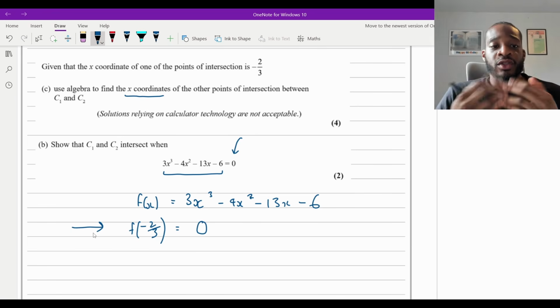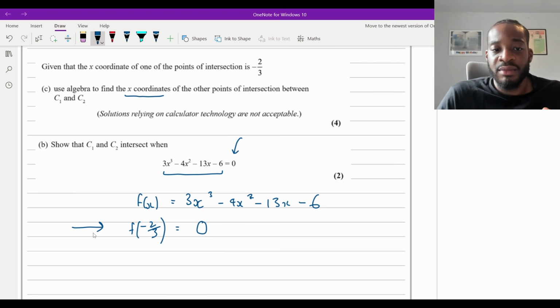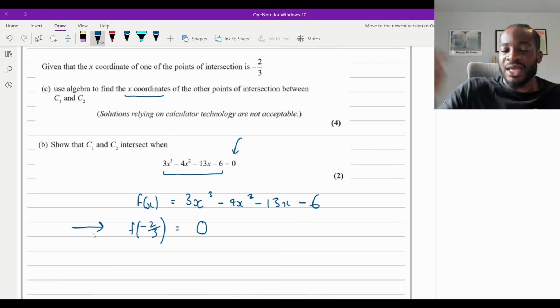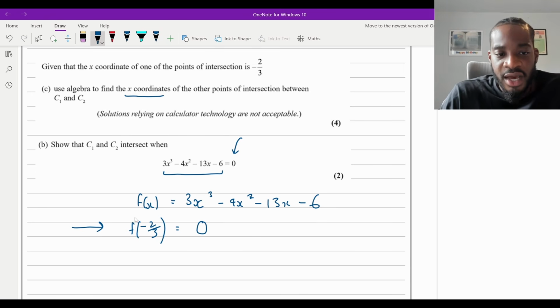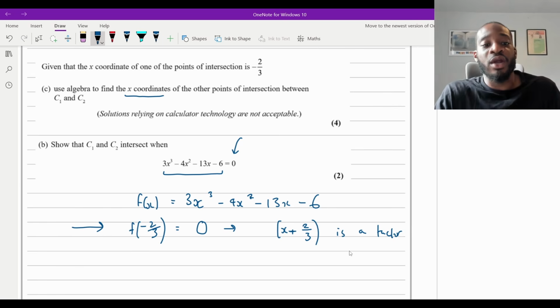Okay, well, the answer is the factor theorem, isn't it? Remember, these types of questions like to bring different areas of maths together. This is a factor theorem question because if I plug in minus 2/3 and I get 0, then that tells me that x plus 2 over 3 is essentially a factor. But we don't want it like that, do we?